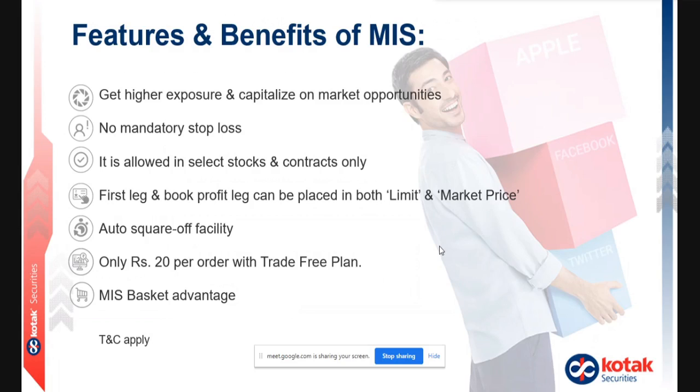Say for example, you have 5 or 6 contracts as well as scripts, everything together. If the total loss of all these contracts and everything breaches the cutoff value, then your whole basket gets squared off, even scripts, contracts, everything which has been taken in MIS. So that needs to be taken care of.